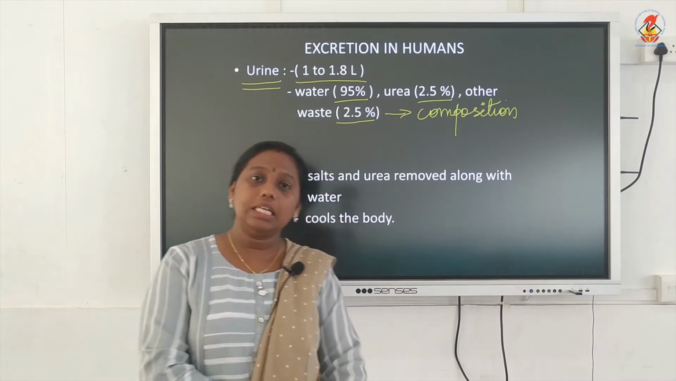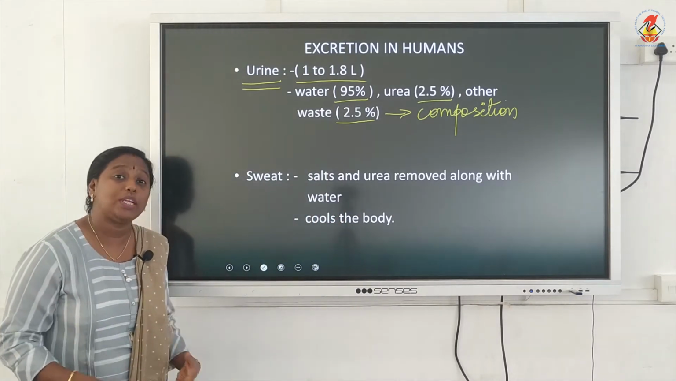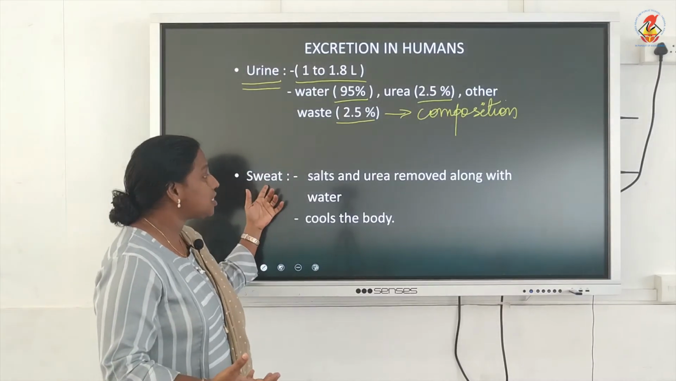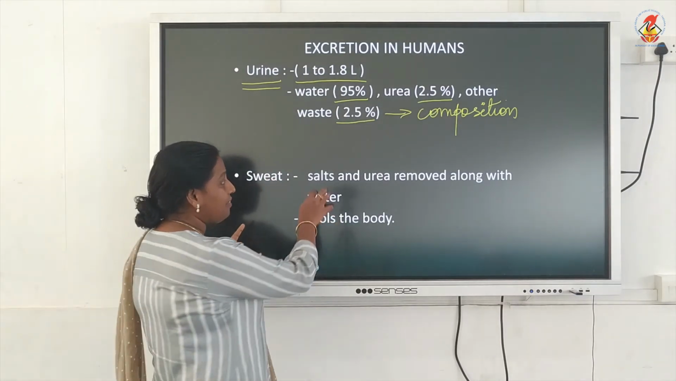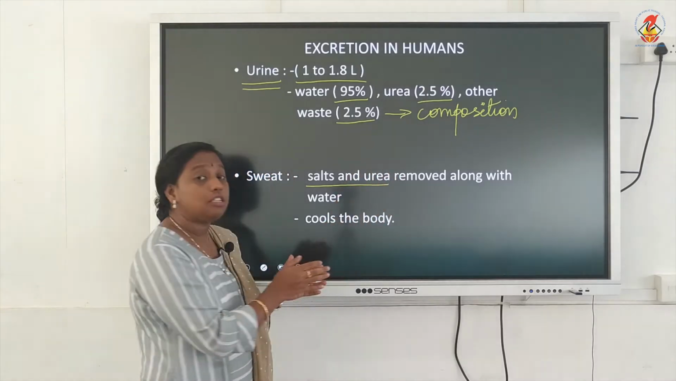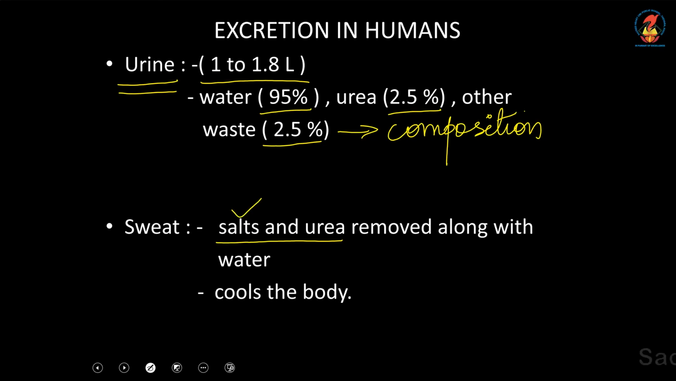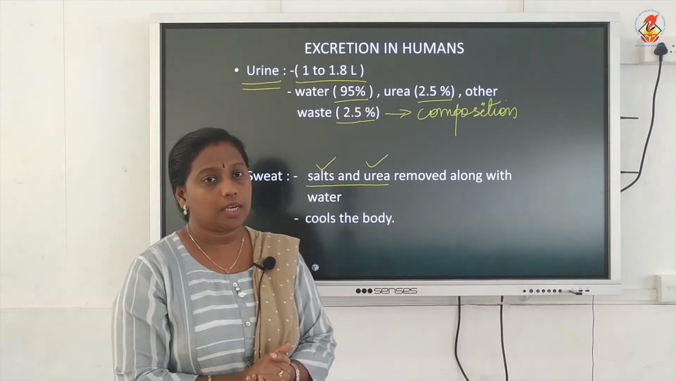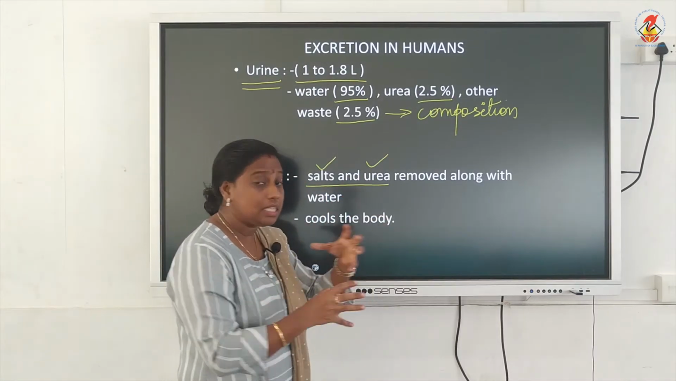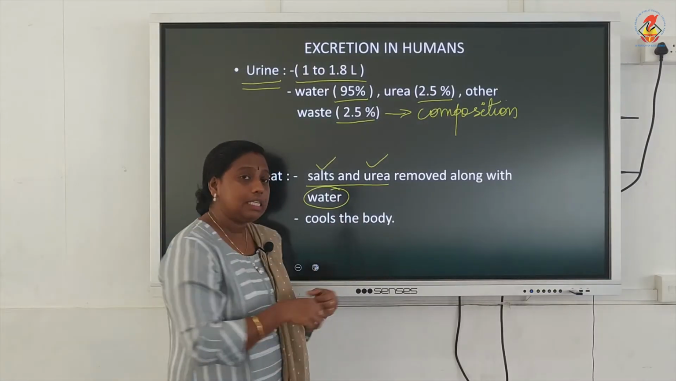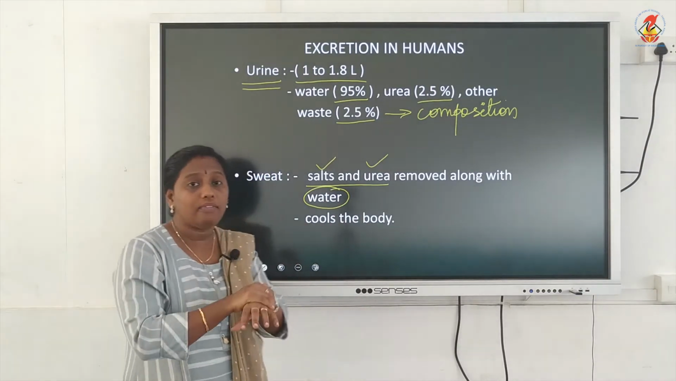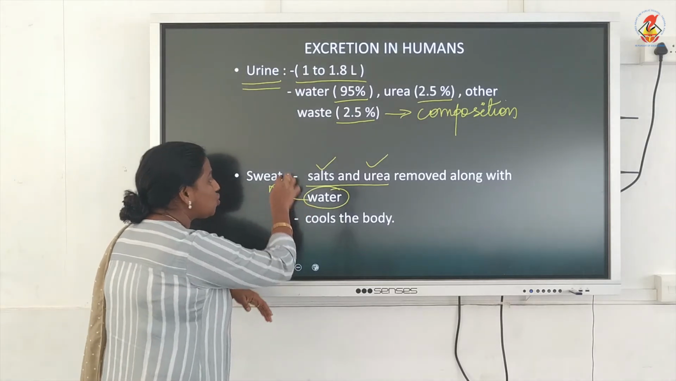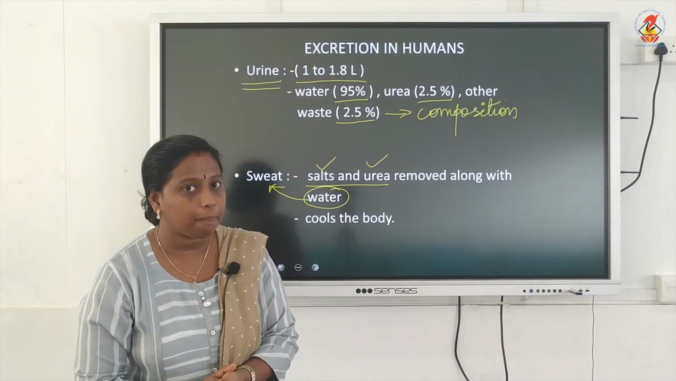Through the skin the sweat will be released out, and what does the sweat contain? The sweat will have different types of salts and urea in it. Now, how can these salts and urea be expelled out of our skin? They have to be dissolved in water. So, these salts and urea are dissolved in water and excreted out through our skin as sweat. Hope it is clear.